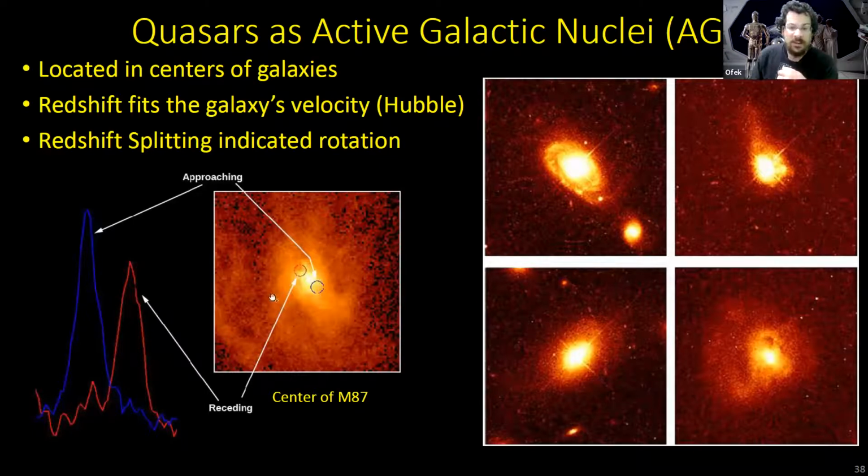We can see the galaxy, so we can make a redshift measurement, not only of the whole galaxy's motion, but of the different sides of the galaxy. We can see the blue shift on the part of the galaxy that's approaching us, and the red shift on the part of the galaxy that's receding or moving away from us. So that can give us a measurement of the velocity of rotation of the galaxy.